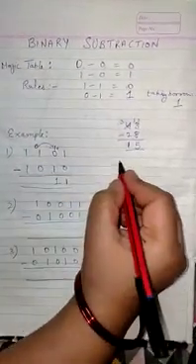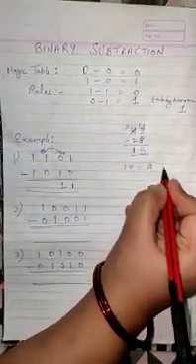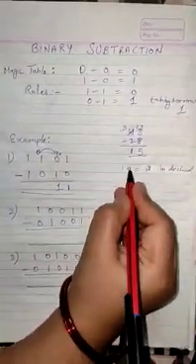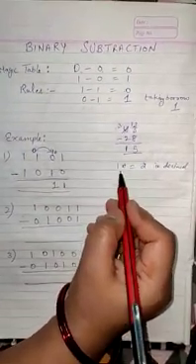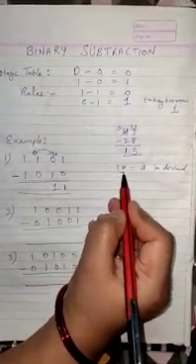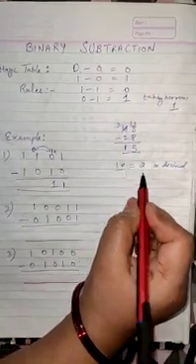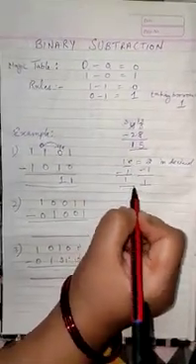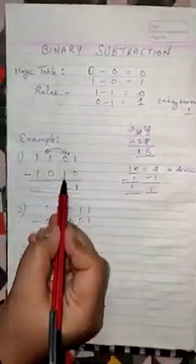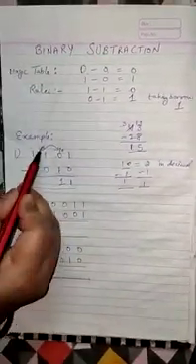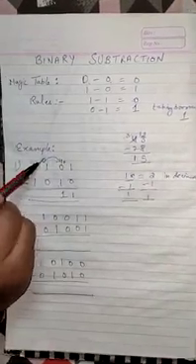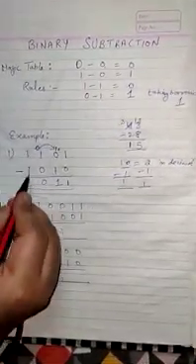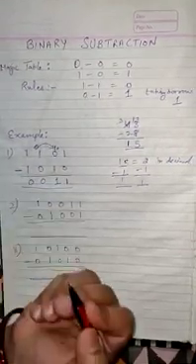As 10 in binary is equal to 2 in decimal, in binary 2 is equal to 10. So that means 10 is 2, so 10 minus 1 is 1. Same way here also 10 minus 1 is 1. Here the 0 is there. 0 minus 0 is 0. 1 minus 1 is 0.